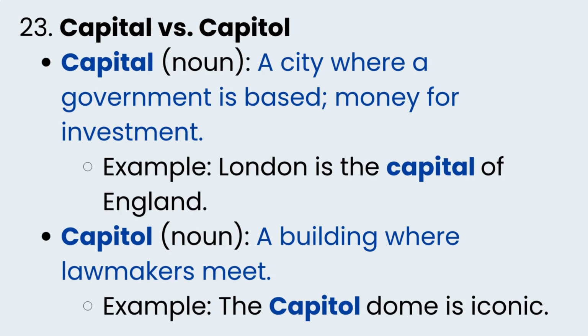23. Capital versus capitol. Capital, noun, a city where a government is based. Money for investment. Example, London is the capital of England. Capitol, noun, a building where lawmakers meet. Example, the Capitol Dome is iconic.